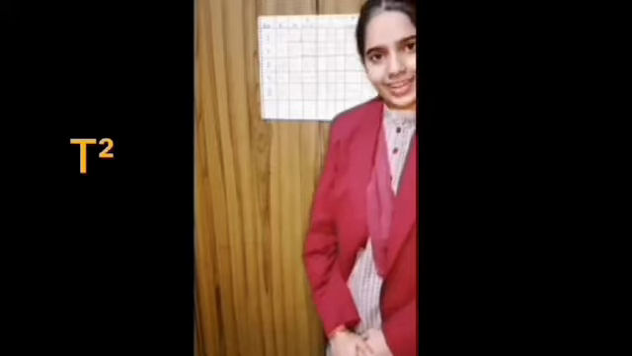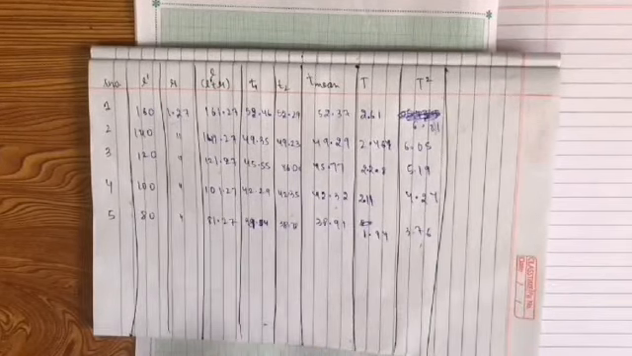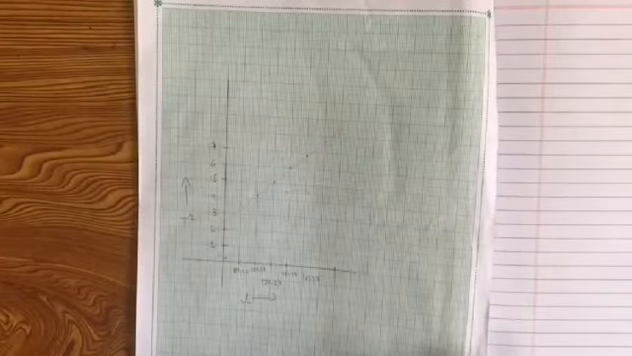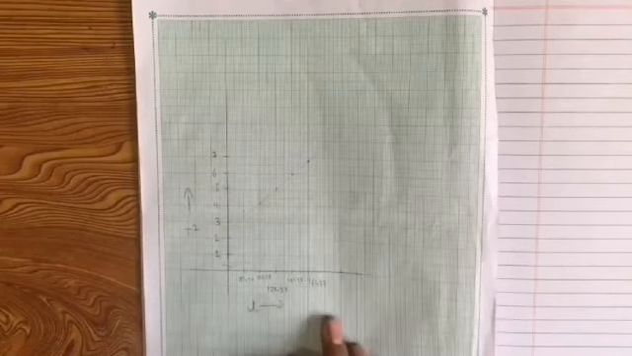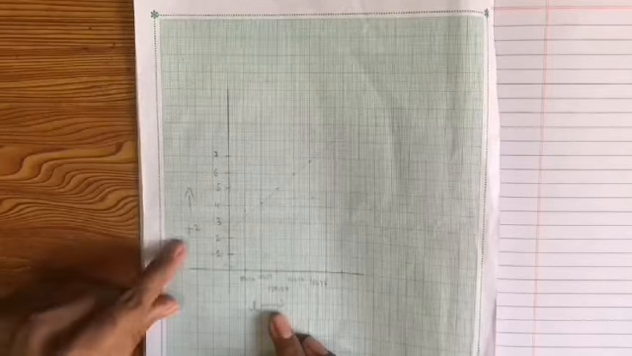Then we do the T square. This is the table that I have drawn from the experiment. From these readings, I have plotted this graph. Now, on the x-axis lies length of the string plus radius of bob, and on the y-axis lies T square.